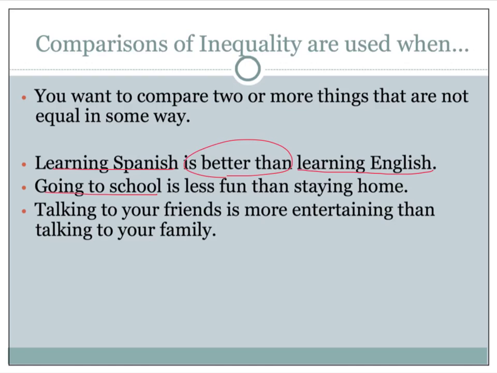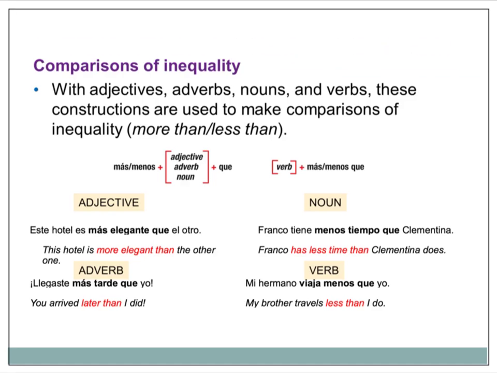Going to school is less fun than staying home. So again, we're comparing those two things. We're saying that one is less fun than the other. Talking to your friends is more entertaining than talking to your family. So again, we're comparing those two things and we're saying that they're different from each other. When we do comparisons of inequality, it's like a math problem.